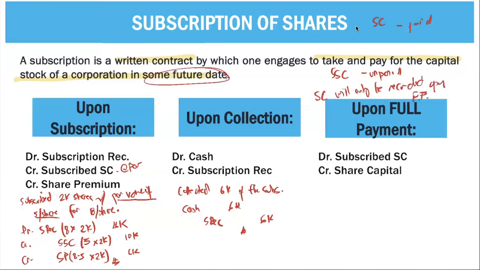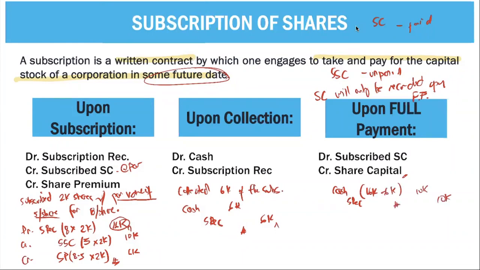Share capital will only be recorded upon full payment. So upon full payment, you record a share capital. But before that, we record the collection of the remaining subscription receivable. So we debit cash, we credit subscription receivable. Initially, we have 16,000 and we reduce 6,000 in our collection. So our final collection is 10,000.